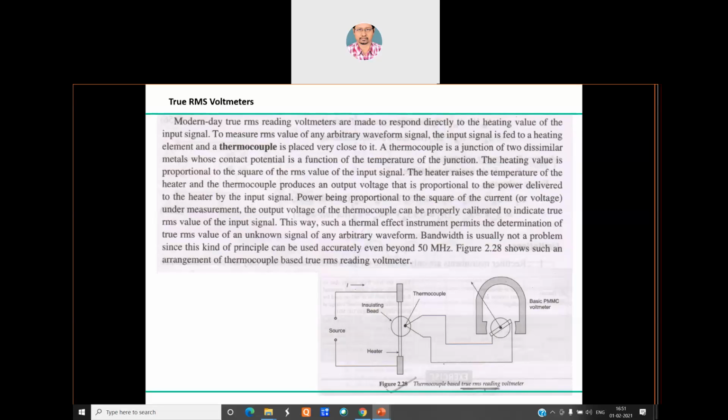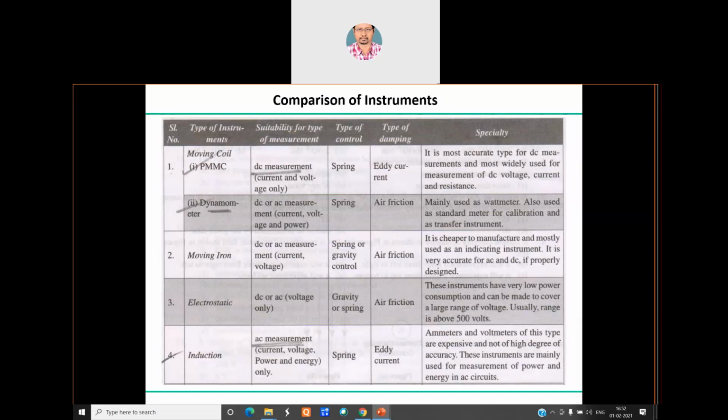And why will the heat be generated? Because if you change the magnitude of the current flow, the amount of heat dissipation is going to change. This change in heat can be sensed by the thermocouple, which can sense it very sensitively, even up to a very high frequency range. Then the thermocouple's output reading is passed through the PMMC device, and the PMMC meter is used to display the reading. So bandwidth is not at all a problem. These applications can be used to design a true RMS voltmeter even for a very high frequency range.